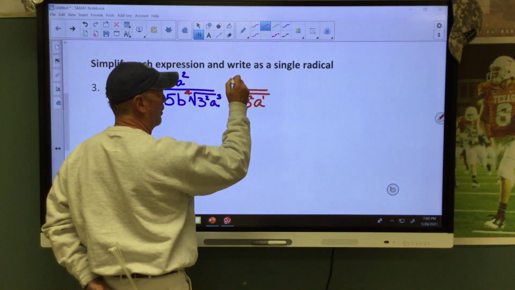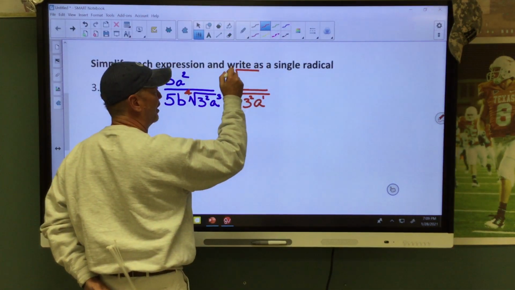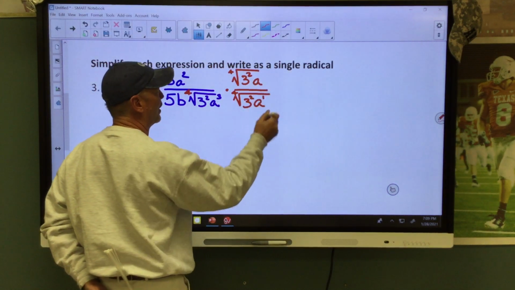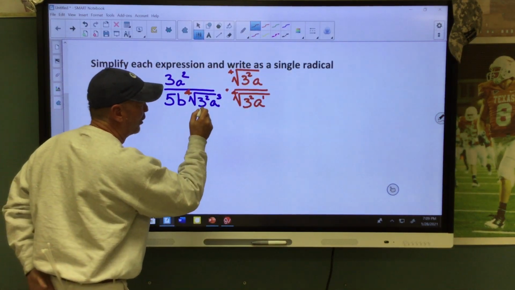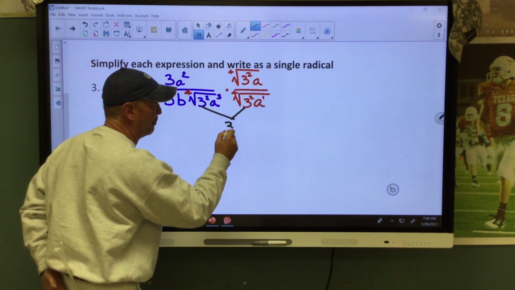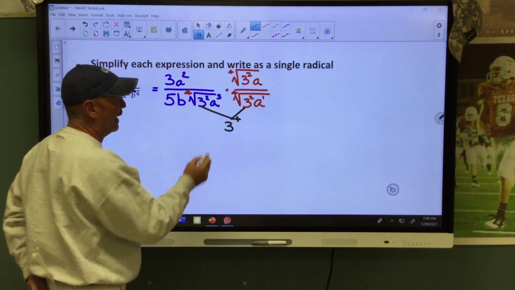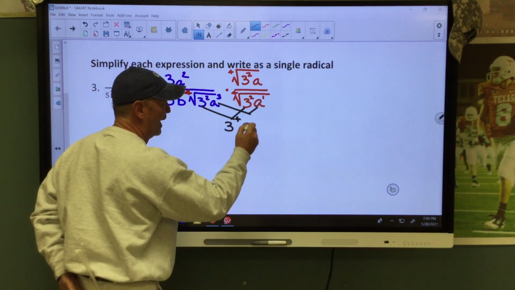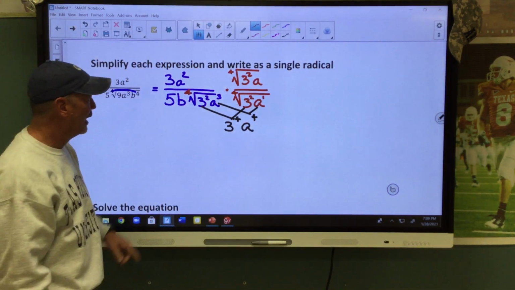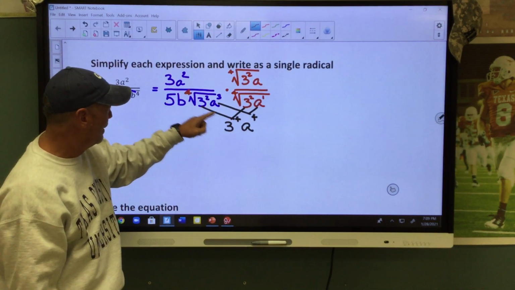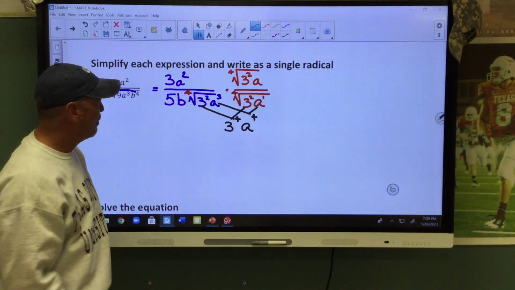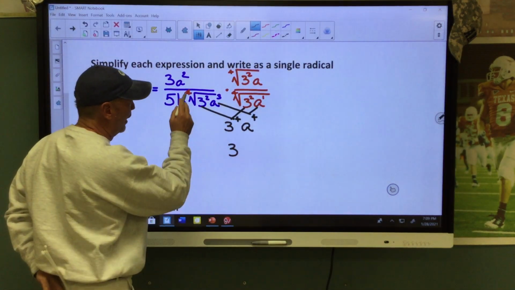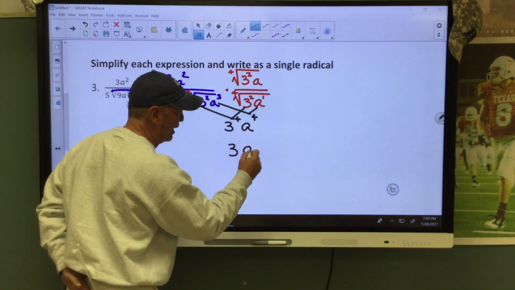And whatever I do to the bottom, I must do to the top. So whatever I do to the bottom, I'm going to multiply the top, the numerator, by the fourth root of 3 squared, a. So what is this going to give me? 3 squared times 3 squared will give me 3 to the fourth. A to the third, a to the first, when I multiply them, will give me a to the fourth. Now, my root matches my exponent, so the 3 drops out. My root matches the exponent, so my a drops out.